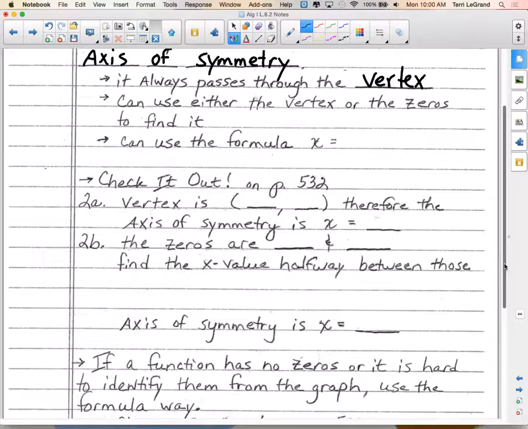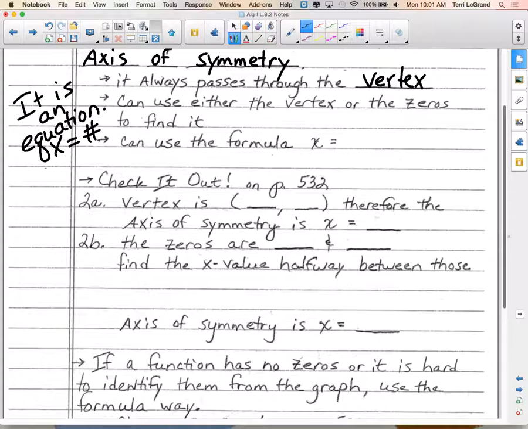So when you are asked to find the axis of symmetry, it is an equation. It is not just a number. It is x equals some number. You are not going to just write a number down and say, here's my axis of symmetry. You have to show that it is a vertical line. And so you have x equals a number.